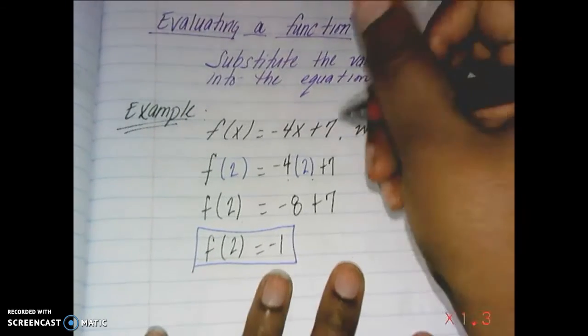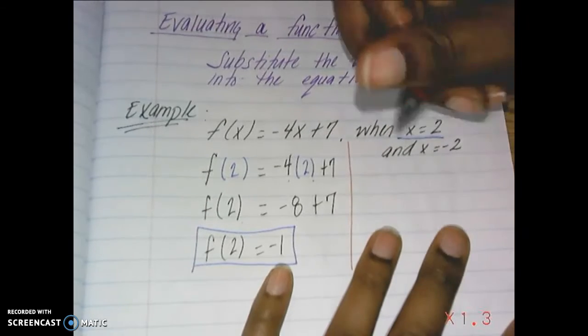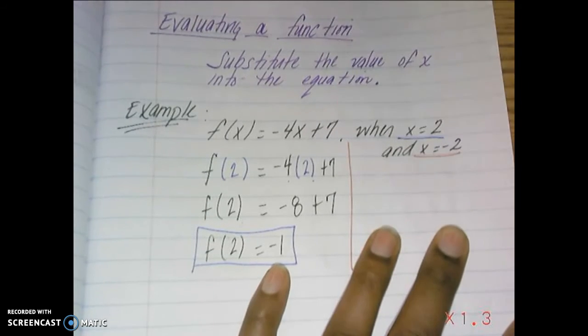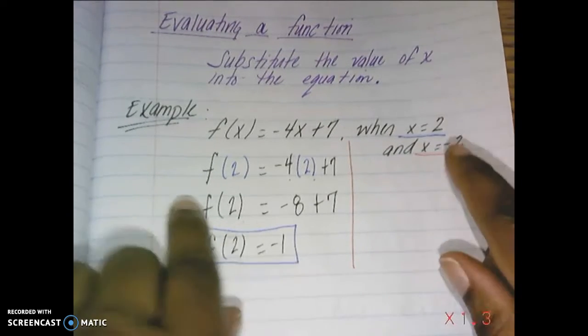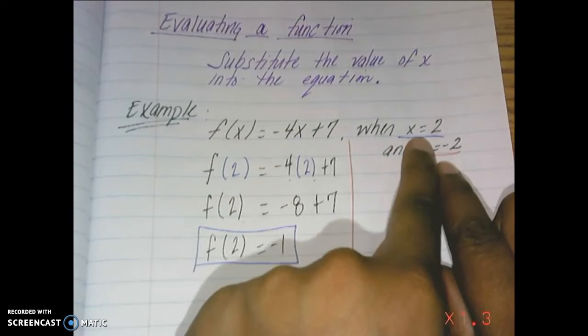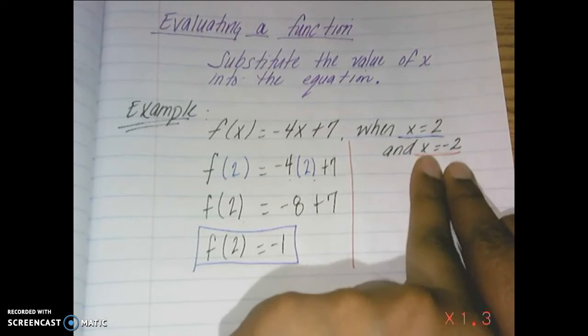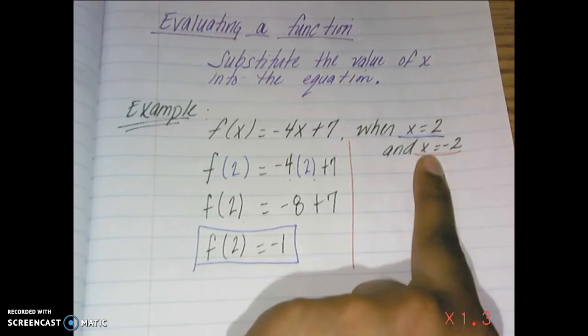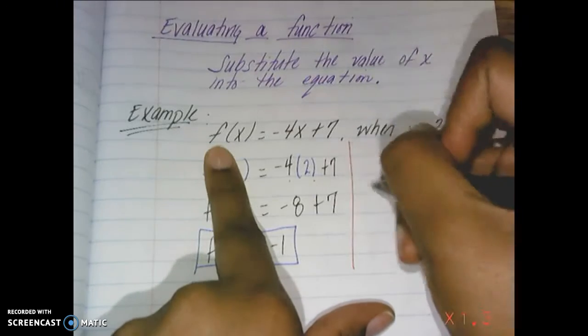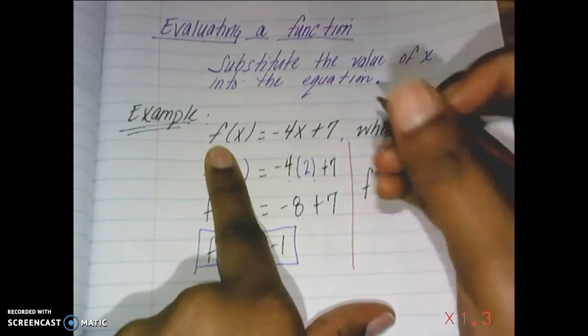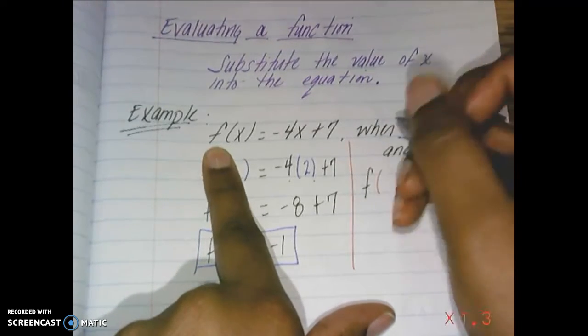The next one that I want to do is going to be when x is equal to -2. So just like on the original where I replaced every x with a 2, now I'm going to replace every x with a -2. So I'll start off with my same f of x, but in this case x is -2.